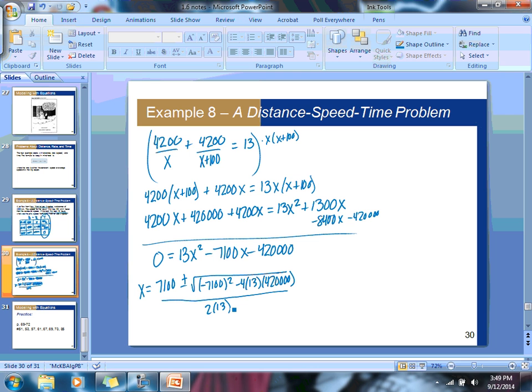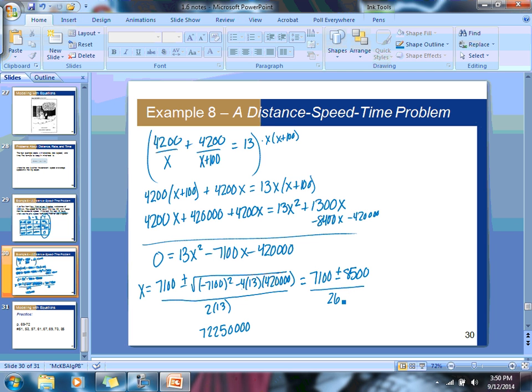Okay, so then you need to simplify inside your radical. We're going to leave our 7,100 out front, then I'll have plus or minus. And you're going to take the negative 7,100 squared and then subtract whatever 4 times 13 times 420,000 is. Now that should get you 72,250,000. Luckily for us, that's a perfect square. So that actually comes out to be 8,500 over 26.